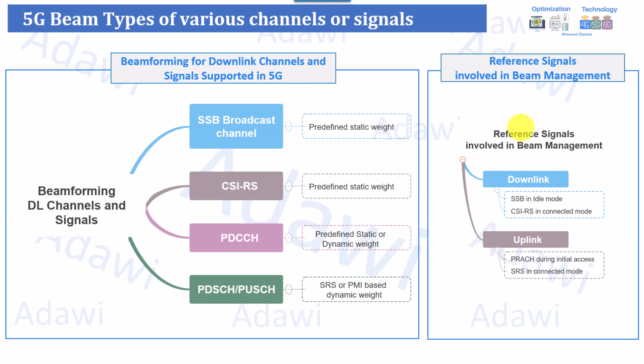And we also have this new concept called beam management. Beam management includes beam mobility, beam failure detection and recovery, and so on. As you can see here, specific reference signals are used in beam management. In the downlink direction, we have the SSB in idle mode and CSI-RS in connected mode. And in the uplink, we have the physical random access channel during the initial access and also the sounding reference signal in the connected mode.